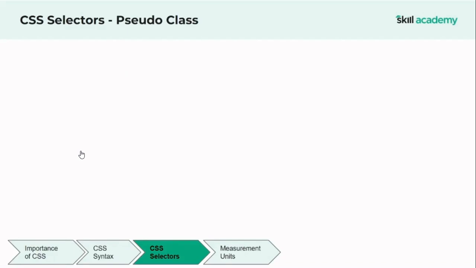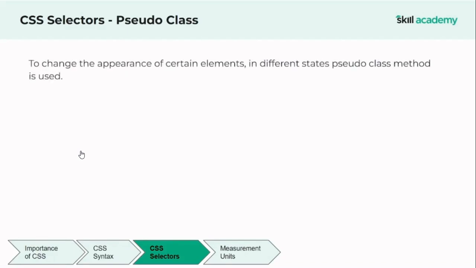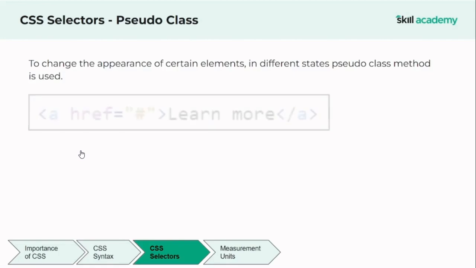Next comes pseudo class. If different styles have to be applied to the same element in different states, then pseudo class can be used. So consider an example. There is a link, and when I am keeping my mouse over that link, it should appear different, and when I am moving away that mouse, then it should look different. So the same element should look in two different ways in two different states. At that time, this pseudo class can be used.